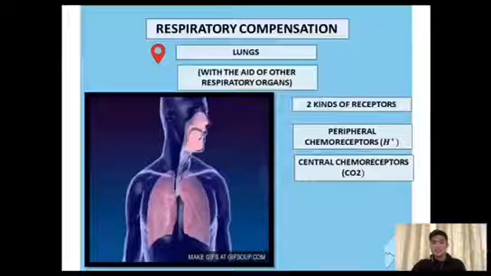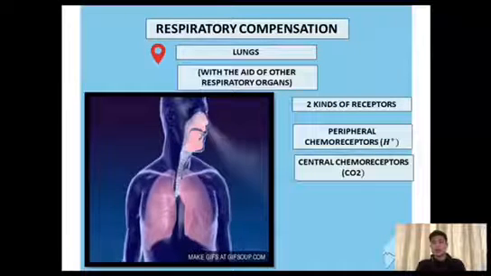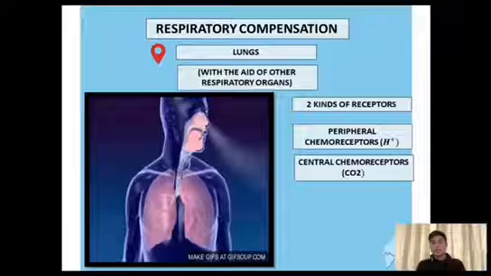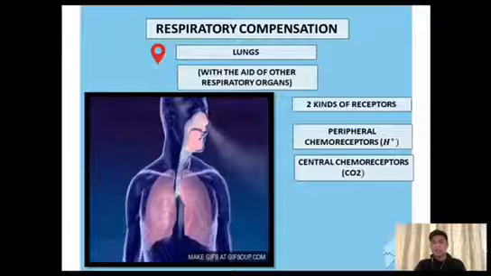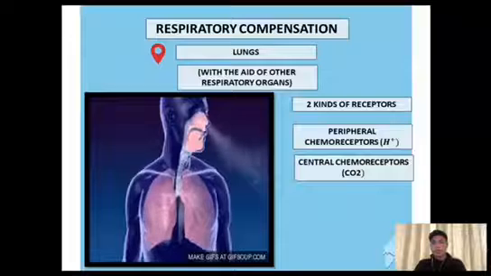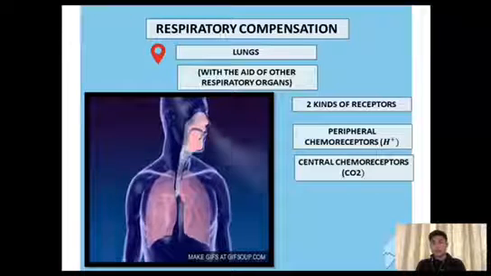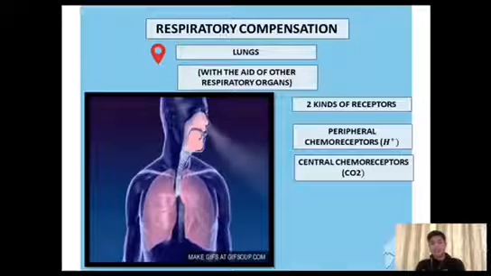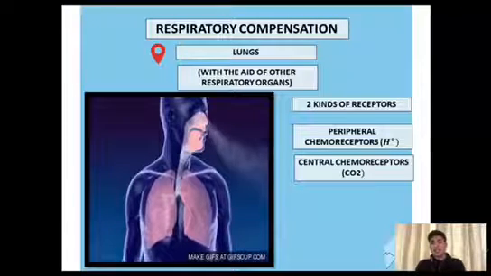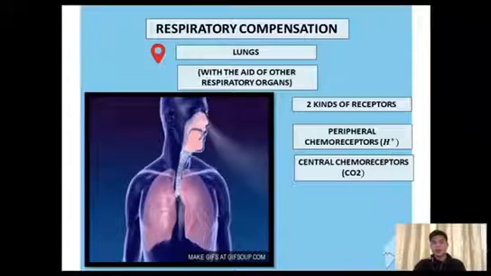Next, the second one is the respiratory compensation, which happens in our lungs. So what happens here, there will be exhalation of CO2 to reduce the amount of CO2 in our body. So there are two kinds of receptors that can help: the peripheral chemoreceptors, which detect the hydrogen ions, and the central chemoreceptors, which detect the amount of CO2 in our body.